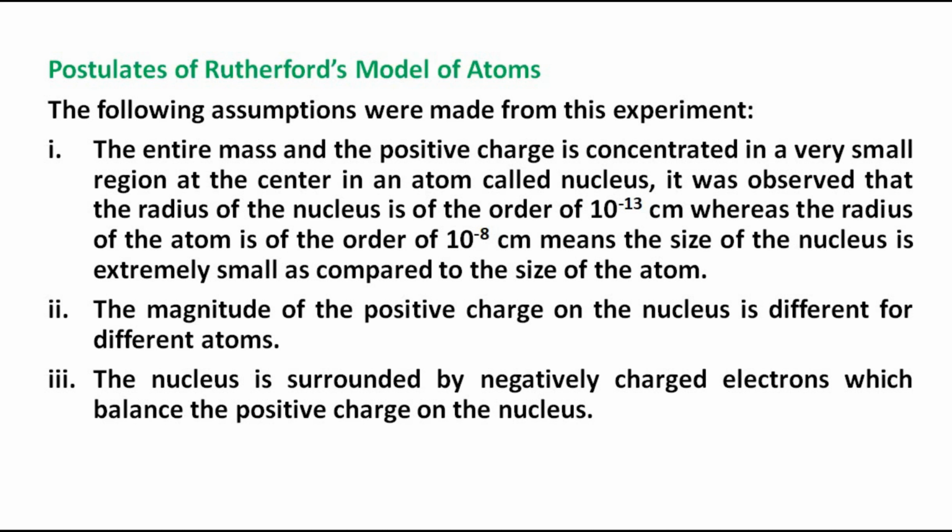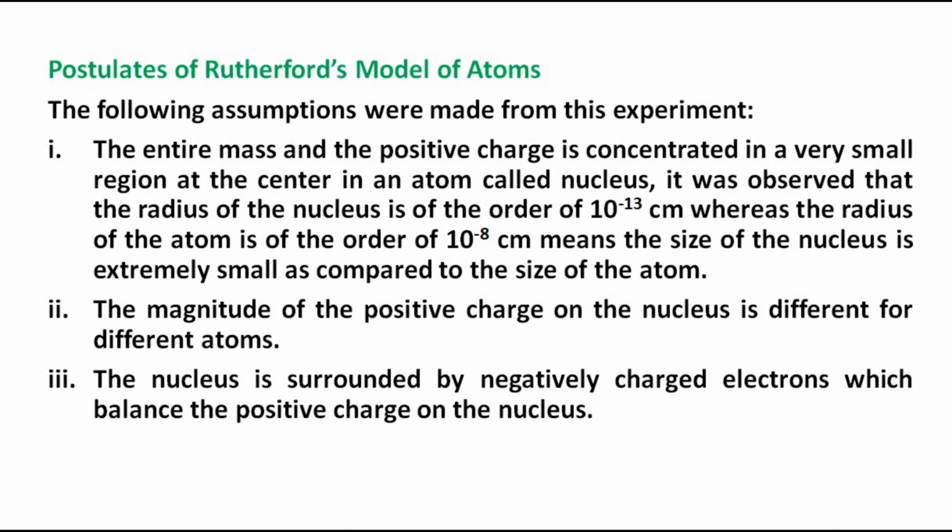The entire mass and the positive charge is concentrated in a very small region at the center in an atom called the nucleus. It was observed that the radius of the nucleus is of the order of 10^-13 cm, whereas the radius of the atom is of the order of 10^-8 cm, meaning the size of the nucleus is extremely small as compared to the size of the atom.